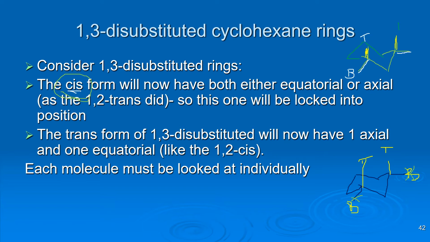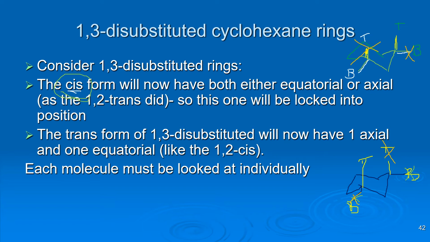So again, this is the top and this is the bottom. For trans, we're going to have one on the bottom and one on the top, which means we're going to have one axial and one equatorial. And then if they do a ring flip, they're going to be one equatorial and one axial. So again, just like the 1,2 cis, the 1,3 trans will have one axial, one equatorial, so they'll be pretty equal in energy.